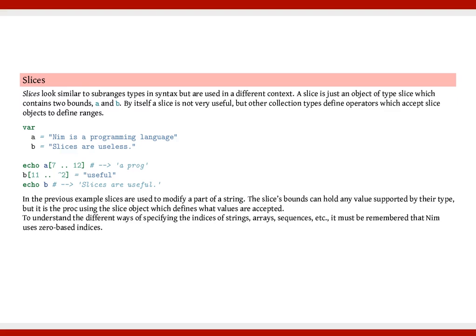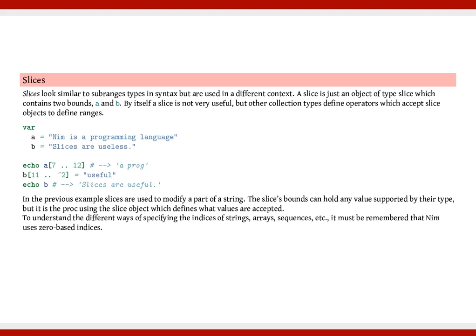Slices. Slices look similar to subrange types in syntax, but are used in a different context. A slice is just an object of type Slice, which contains two bounds, a and b. By itself a slice is not very useful, but other collection types define operators, which accept Slice objects to define ranges.